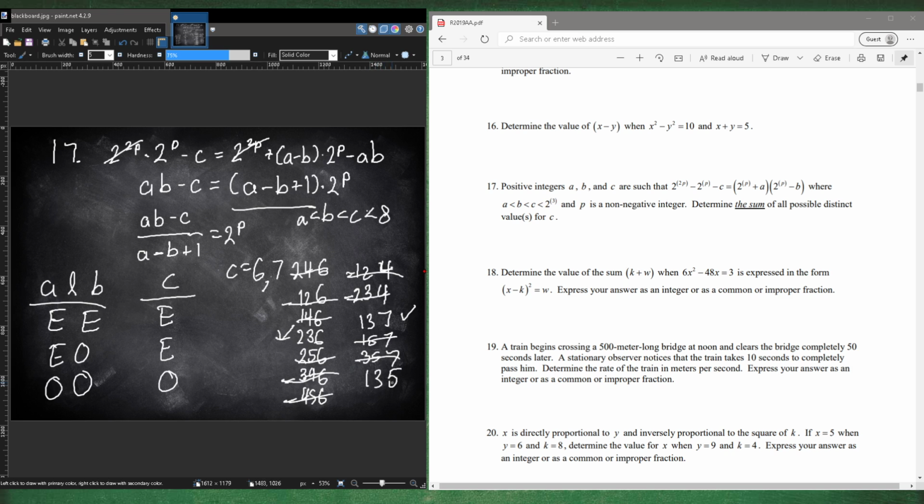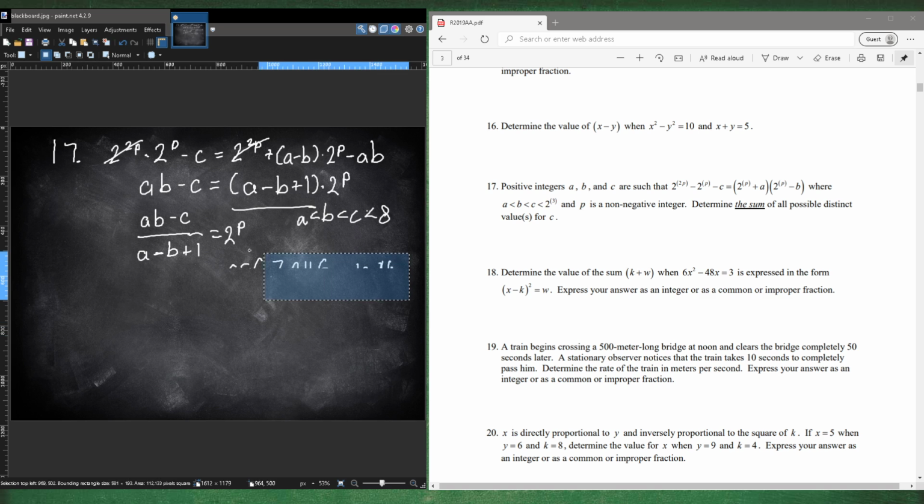And now let's see if C could equal 5. If we put 1 and 3 in there, that's 1 times 3. 3 minus 5 is -2. And then 1 minus 3 is -2, plus 1 is -1. So -2 divided by -1 is 2, and that's 2 to the power 1. So P equals 1. So that's a positive integer, so this works also. Basically, that gives us that C could be 7, 6, and 5. Okay, so we need to remember that, and I'll write it down.